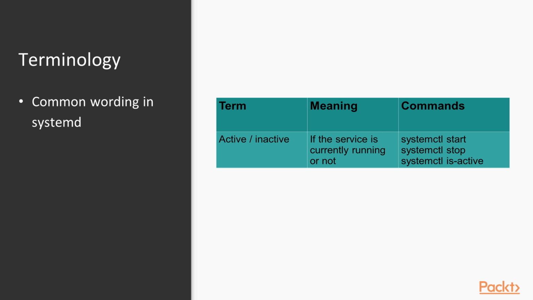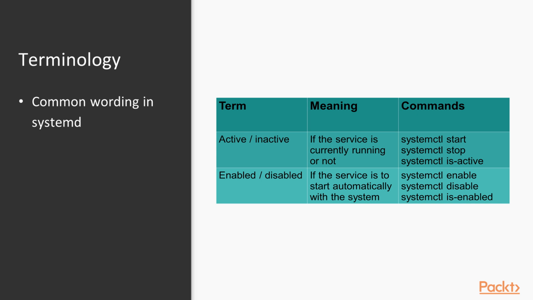If a service is active or inactive. What this means is whether a service is currently running or not. The commands to start and stop a service are systemctl start and systemctl stop. To find out if a service is running or not, we use systemctl is-active.